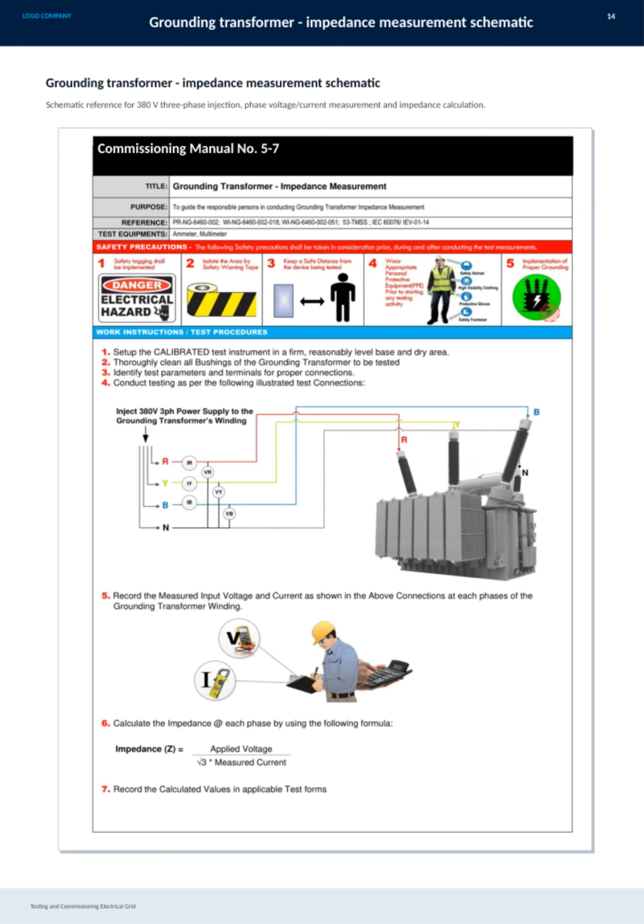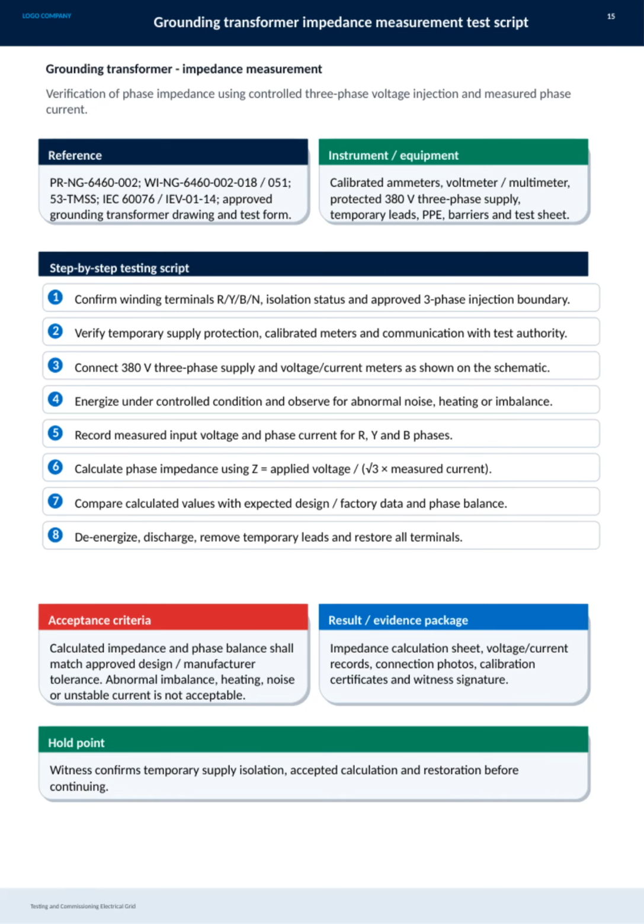test effectively. On this slide, we focus on the grounding transformer impedance measurement test script, an essential part of testing and commissioning the electrical grid. The goal here is to verify the phase impedance by injecting a controlled three-phase voltage and measuring the corresponding phase current. We rely on several key instruments, including calibrated ammeters and voltmeters, a protected 380-volt three-phase supply, temporary leads, and necessary personal protective equipment and barriers to ensure safety and accuracy.